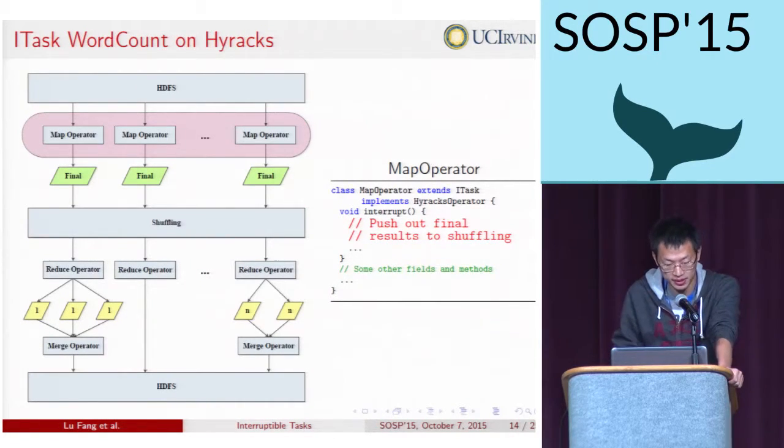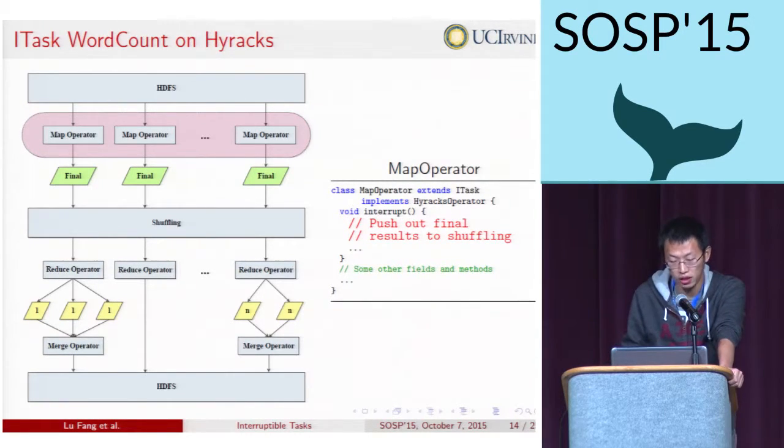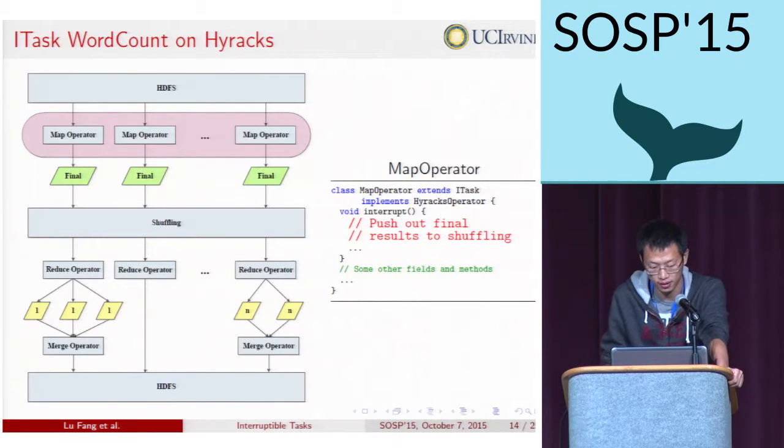Here is an example using our programming model to implement a word count program on the Hyracks framework. Hyracks is a high-performance data parallel system. In Hyracks, we define a task as an operator. An operator is a node in the data flow graph. Different operators can be connected by channels, which are the edges in the data graph.